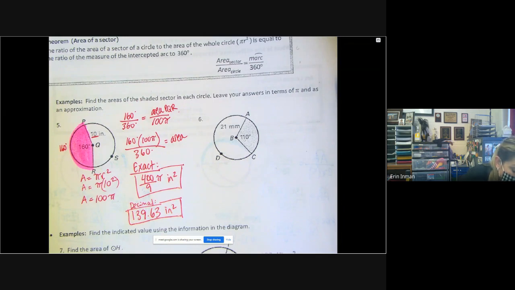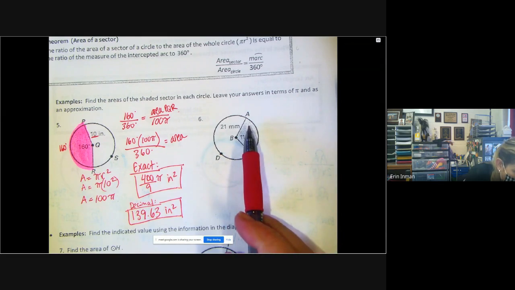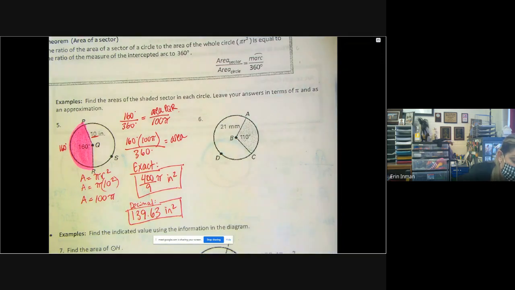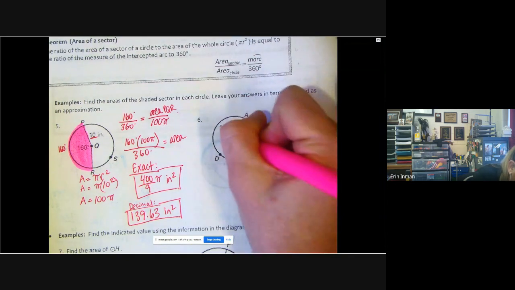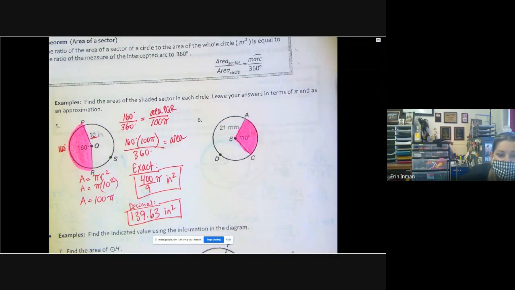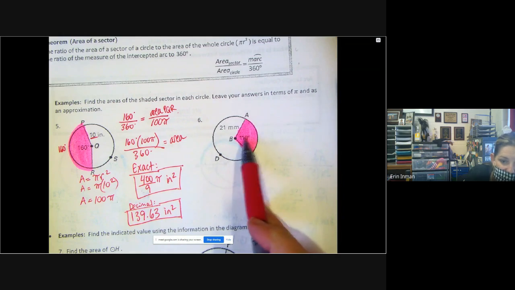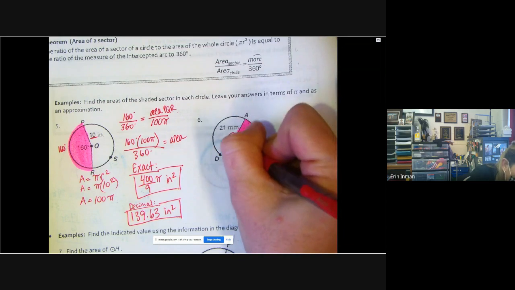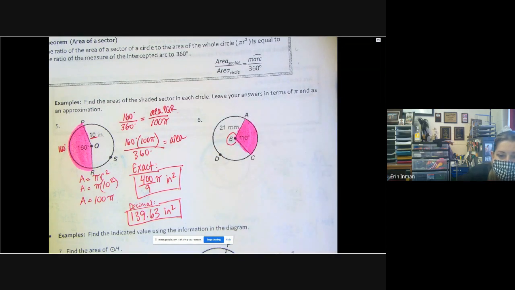Now, when I'm looking at this next one, we're looking for this shaded area again. Okay. And sometimes they're really nice and they give you the shaded area angle. They tell you what it is. If I wanted to find the unshaded area, what could I use for an angle? Right? What if this was taken out?